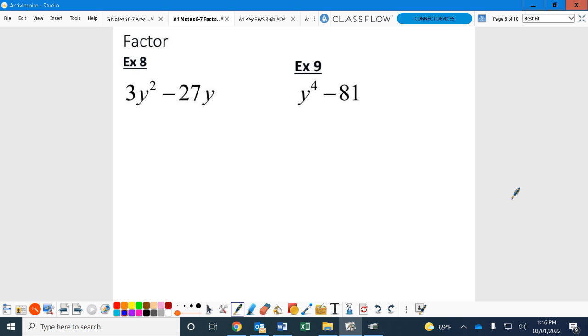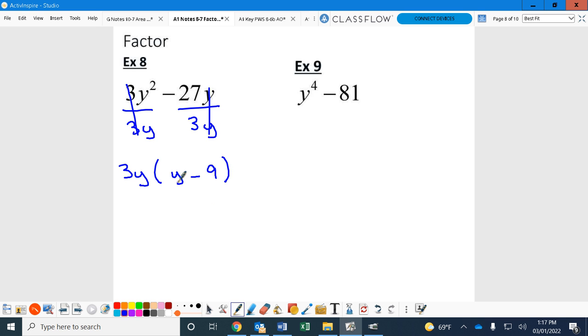Why is example 8 on there if 3 is not a perfect square? Because it has a greatest common factor. So we're going to take out the GCF. What's the GCF? 3y. They both have a y in common. So when you take out a y, it's going to be 3y times... Okay, the 3's cancel out. When you do y squared divided by y, it'd be y, minus 27 divided by 3 would be 9, and what happens to the y's? They cancel out.